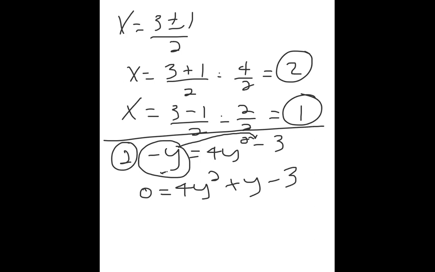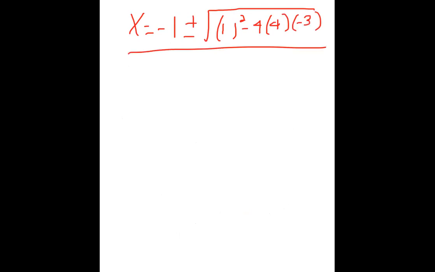Now, I am going to list the value of A, B, and C. Remember, A is the number in front of the square term. B is the number in front of the linear term. So B in this case will be 1, and C is the constant. Now, we're going to go ahead and plug them into the formula, guys, okay? So let's go into the formula.